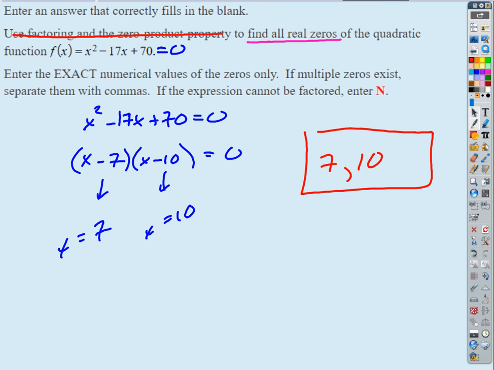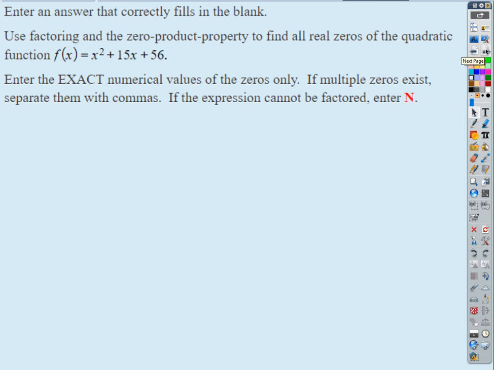Okay. How about this? Same deal. I mean, you want to just skip this one? Just factor. What would the magic numbers be? 7 and 8. So what would my solutions be? Negative 7 and negative 8. There you go. Good.